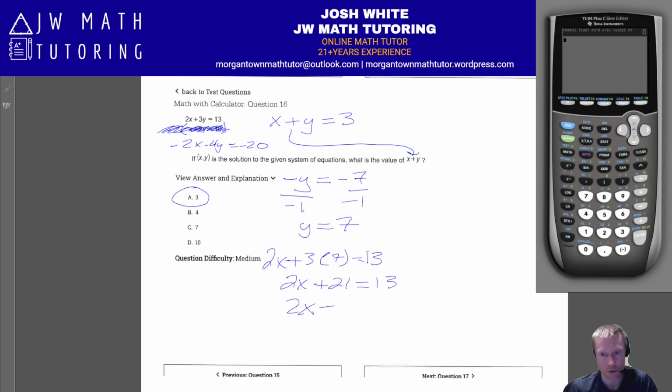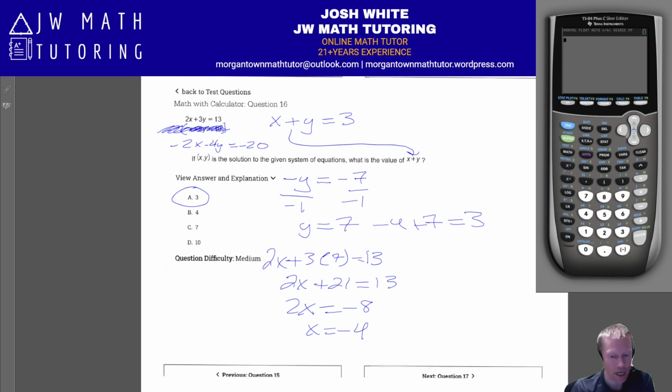2x equals negative 8. X is going to equal negative 4. So what is x plus y? Well, it is just negative 4 plus 7, which is 3. Correct answer, letter A. Now, here's the third way.